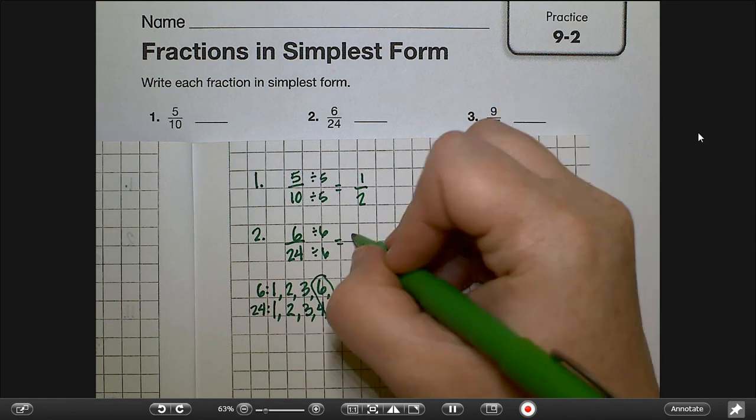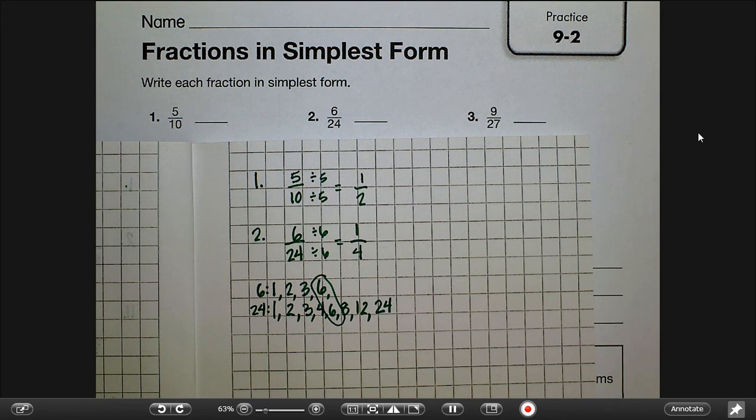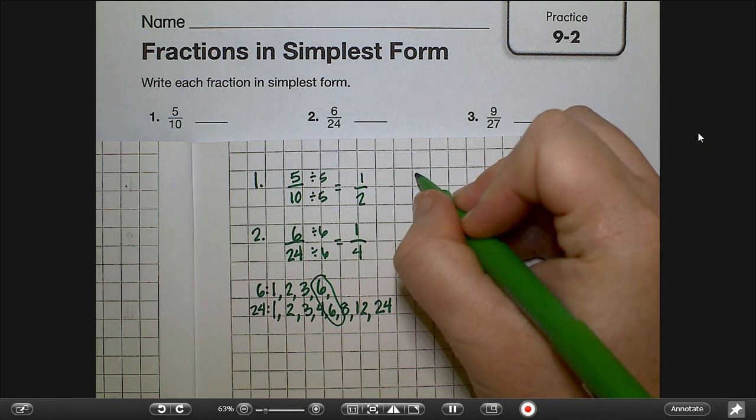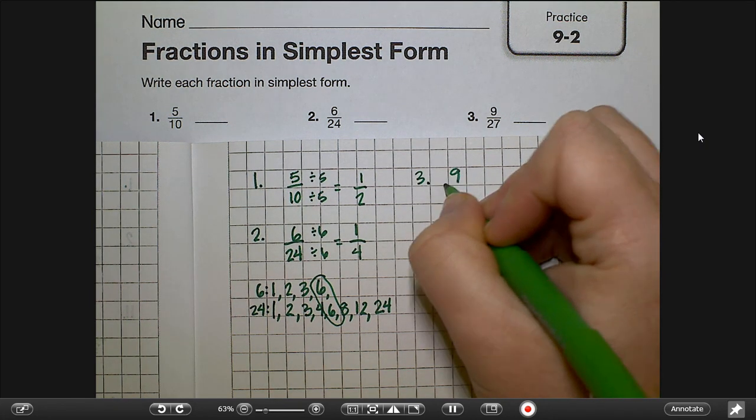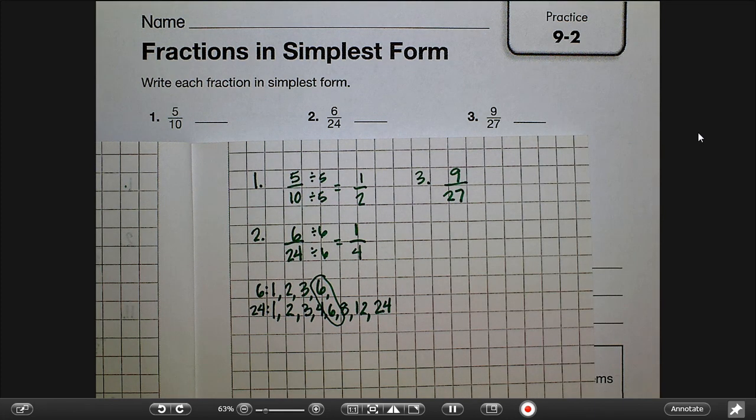6 divided by 6 is 1. 24 divided by 6 is 4. So 1/4 is the simplest form. That's your answer. Now take a second and look at number 3. 9/27. I bet you know automatically from your math facts what number you're going to divide the numerator and the denominator by.